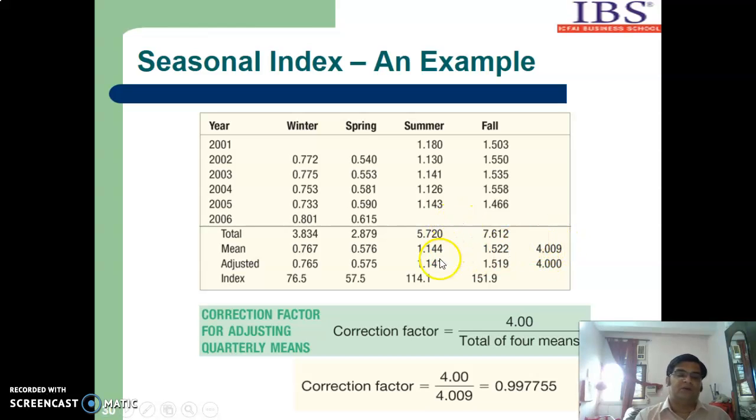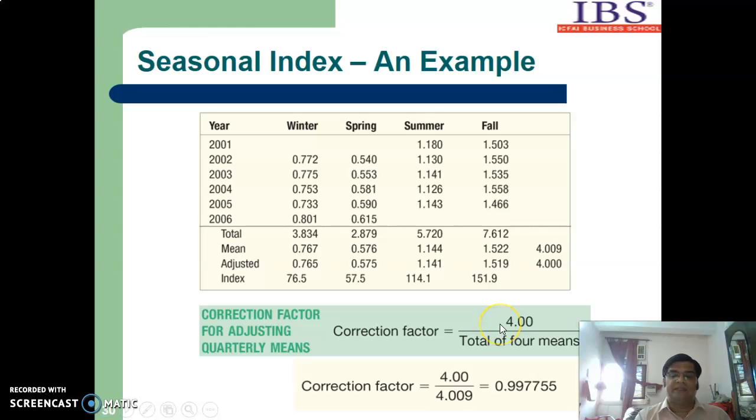So here comes the concept of correction factor. So we'll use a correction factor. What will be our correction factor? Ideally the sum was supposed to be 4, but in our case it has come to 4.009. So our correction factor is 4.00 divided by 4.009, that is 0.997755. So we have got a correction factor.